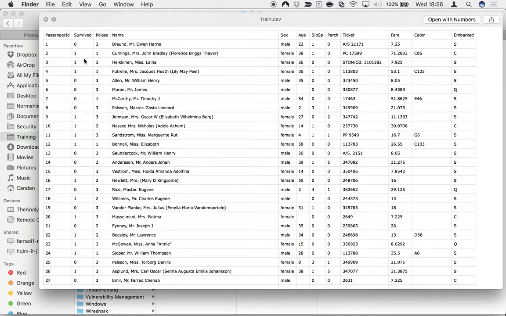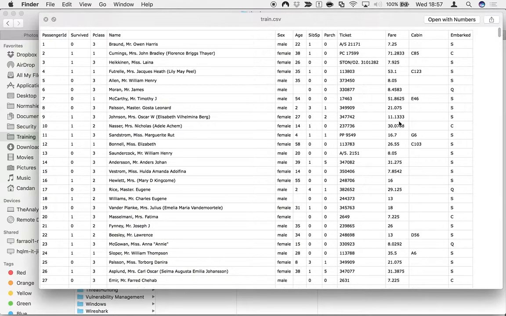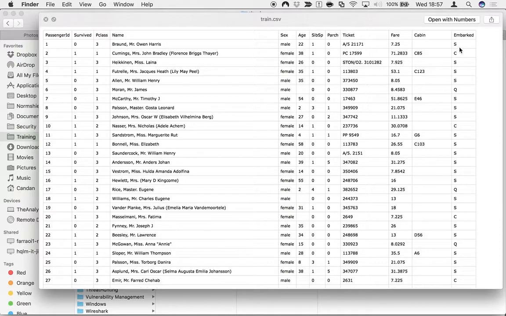Passenger ID, survived or not, 0 or 1. P class is the class of this passenger, and the name of the passenger, and also the gender, age. I think this one is siblings or spouse, and how many parents or children they have. Ticket, fare, how much they paid for that, which cabin they were in, and also which port they embarked from. And as you can see, some of the data are not available, some of them are none, some of them are available. As you can see here again, these are the important things because you need to know your data structure to analyze that. That's why we're going to spend a little bit of time to make this thing analyzable.